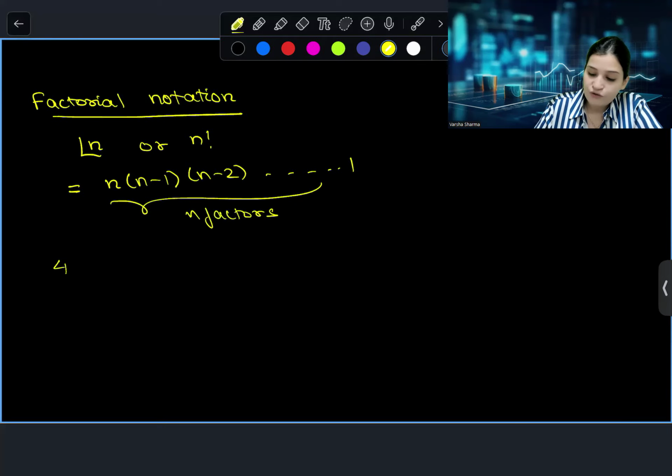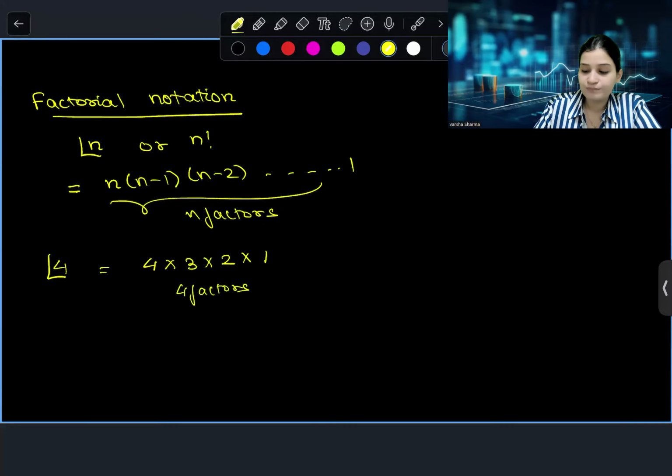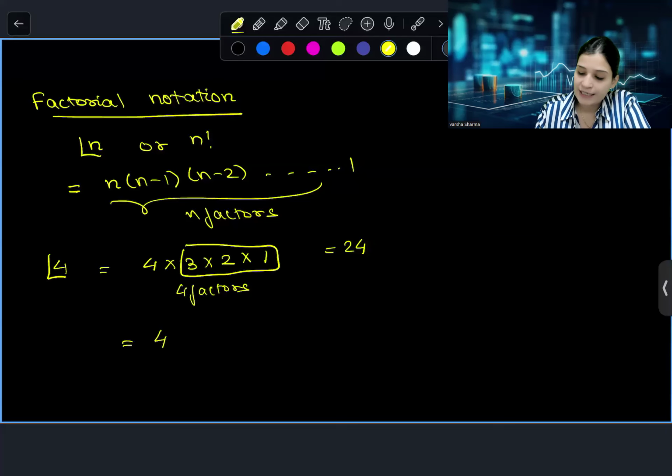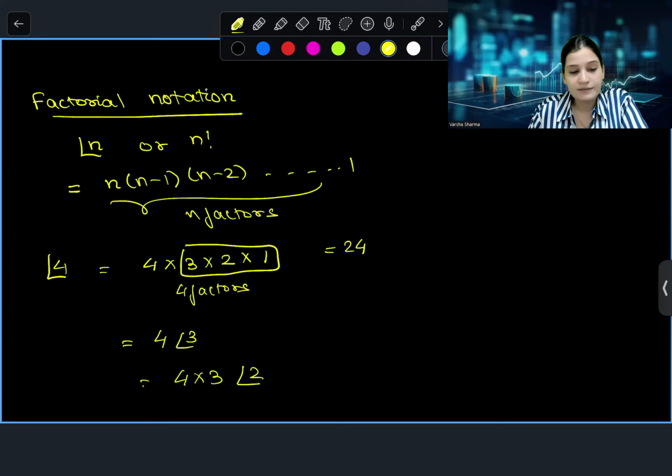So when we open 4 factorial, it will be 4 multiplied by 4 minus 1, 3, multiplied by 3 minus 1, 2, multiplied by 2 minus 1, 1. So there are 4 factors, which gives 24. Or I can open 4 factorial so it gives me 4, then rather than opening further, I can write 3 factorial. I can also open 4, then 3, and then write 2 factorial. Can I do that?